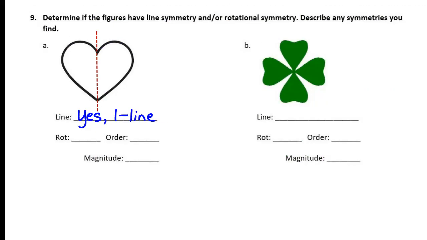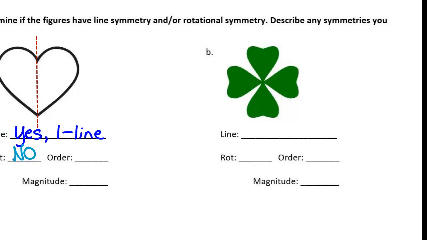Does this heart have any rotational symmetry? No. The only way it lines up with itself when I'm twisting my tracing paper around is if I go all the way around to where I started. And if I have to go all the way around for it to match up again, we say it has no rotational symmetry. So what would I put for order and magnitude? Nothing. Leave it blank. I had somebody ask me earlier, can I put, or should I put zeros there? Just leave it totally blank. Don't put anything there.